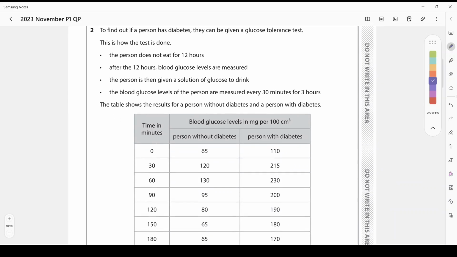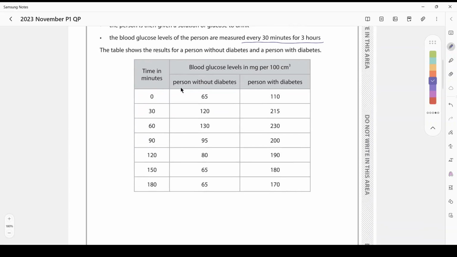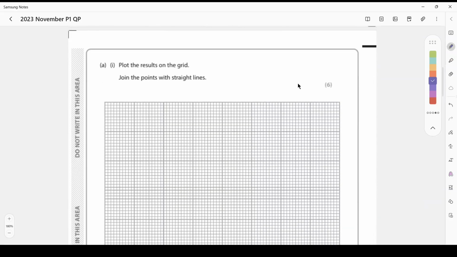All right, to find out if a person has diabetes, they can be given a glucose tolerance test. This is how the test is done. The person does not eat for 12 hours. After 12 hours, blood glucose levels are measured. The person is then given a solution of glucose to drink. Then the blood glucose levels of the person are measured every 30 minutes for 30 hours. And then on the left, we have a person without diabetes, and here we have a person with diabetes.